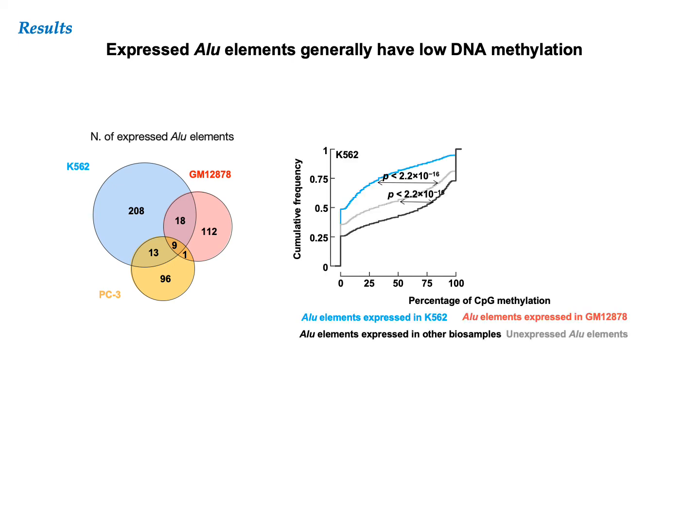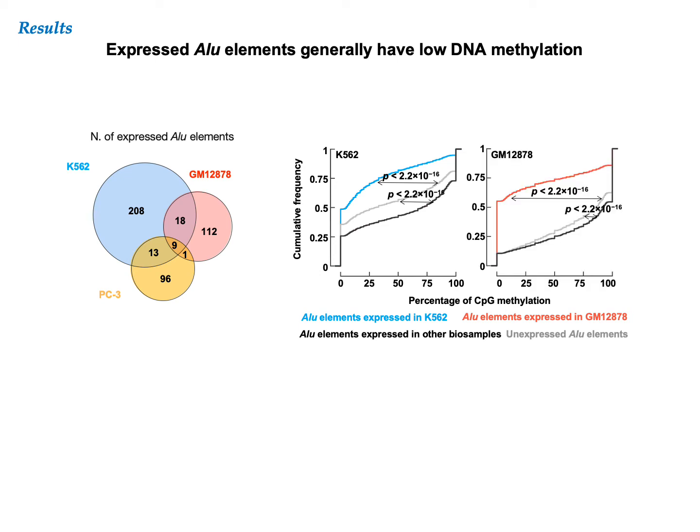Judged by the whole genome bisulfite sequencing data for K562, the Alu elements specifically expressed in K562, depicted with the blue line, had significantly lower DNA methylation than the elements not expressed in any samples with RAMPAGE data, depicted in the gray line. And both groups of elements had significantly lower DNA methylation than the elements expressed in other samples, depicted in the black line. We were surprised to see that the elements expressed in other samples had the highest DNA methylation in K562, and our results indicate that these elements are repressed in K562 by DNA methylation.